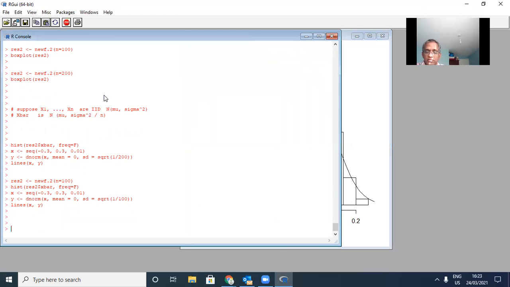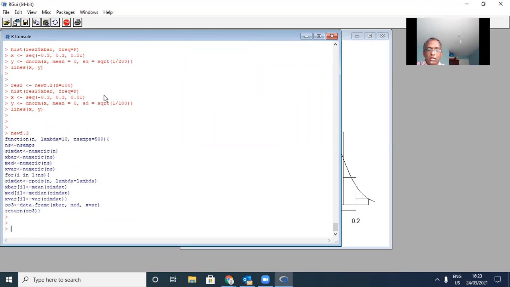All right, okay. The next section of the tutorial sheet is about sampling distributions of the sample mean, the sample median, and the sample variance for the Poisson. The function I'm going to use is called mu f dot 3. What this function does is the following: it computes values of the sample mean for 500 samples, each of size n, simulated from the Poisson distribution with lambda equal to 10.